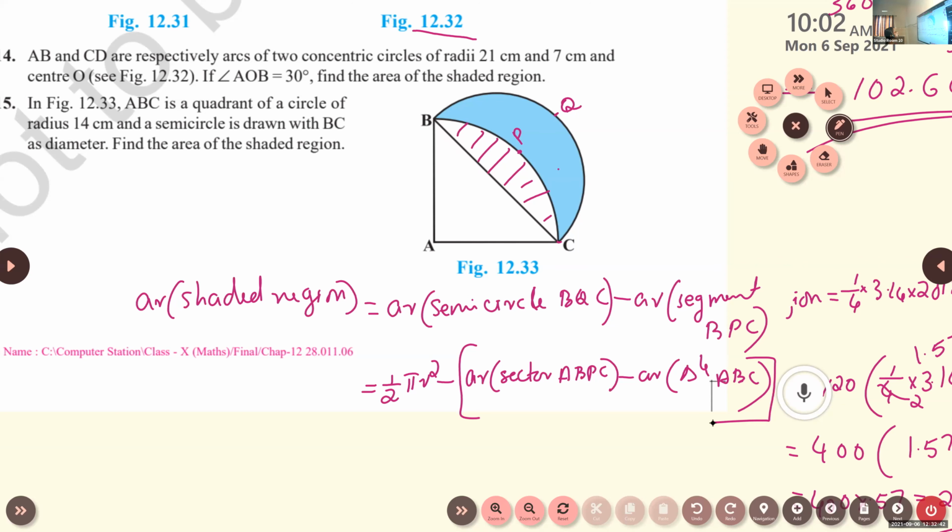Okay. Now, what is given? Only the radius of the sector is given. Radius of sector equal to 14 centimeter. So how we will find the radius of the semicircle? Shania, radius of the semicircle.